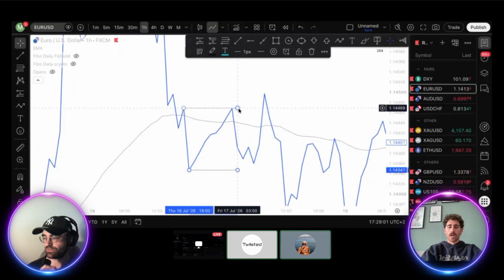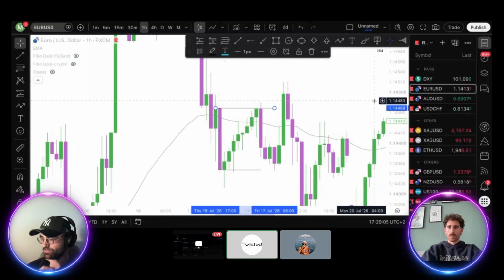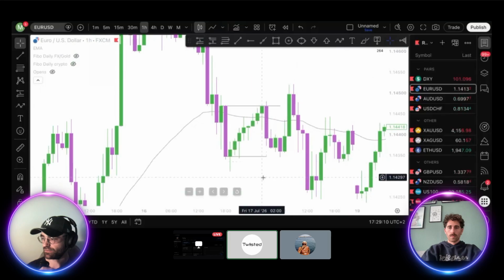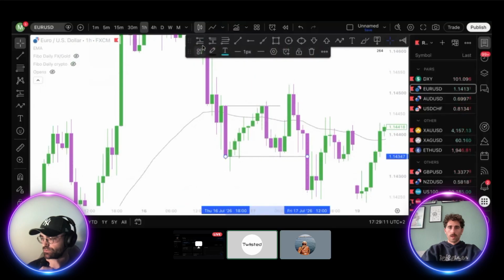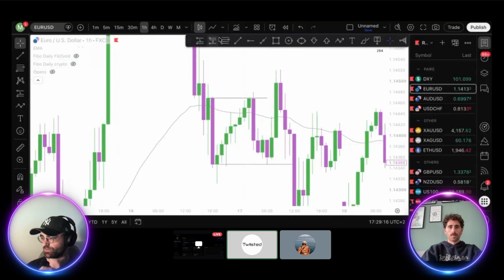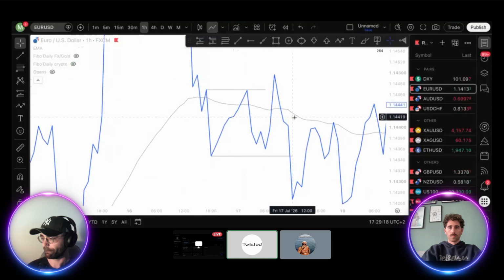Go to the candle chart and you'll see how messy it becomes. It will be a little bit harder to read. That's why we use the line chart, to make it clear, to easily see what's going on and really follow the structure accordingly. And it helps us with the strategy immensely.